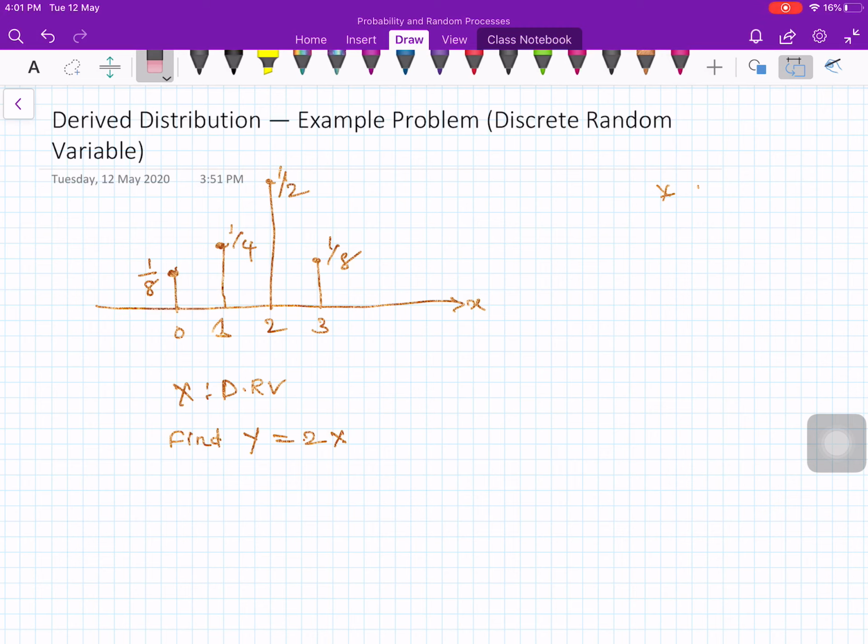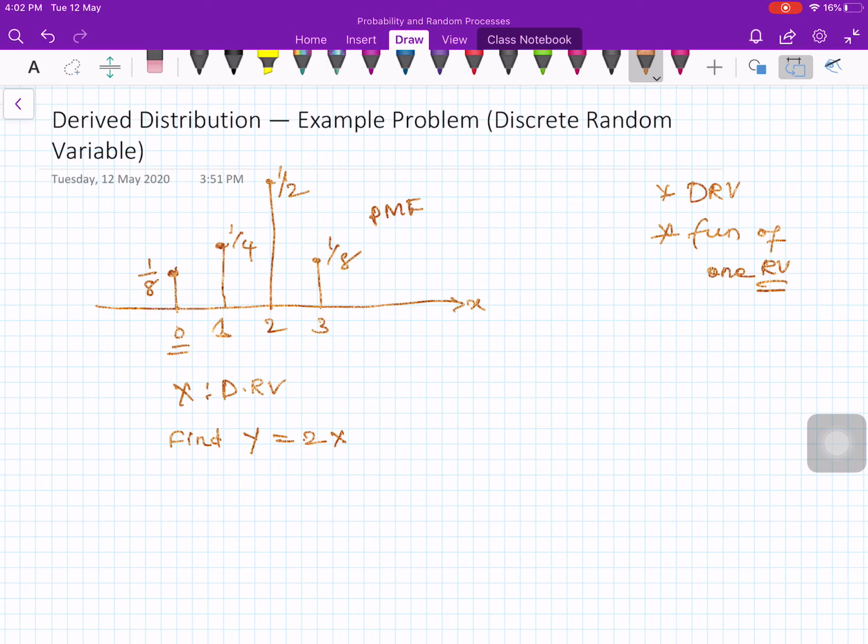In this lecture, I am going to consider an example problem for derived distribution. I am going to consider a discrete random variable here, and also a function of one random variable. So X is a discrete random variable and its probability mass function is given.